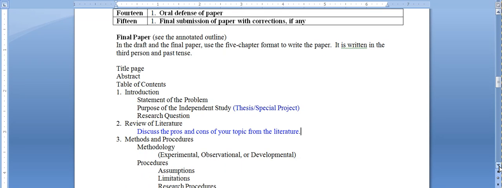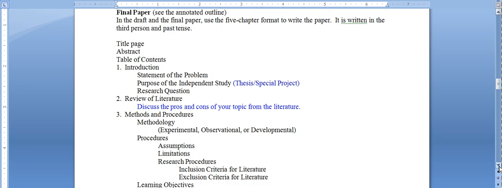Now, the final paper is a little different in that it is the 5 chapters, and I'm going to have a screencast that will go over that in great detail. Both the proposal and the final paper are written in the third person and the past tense.